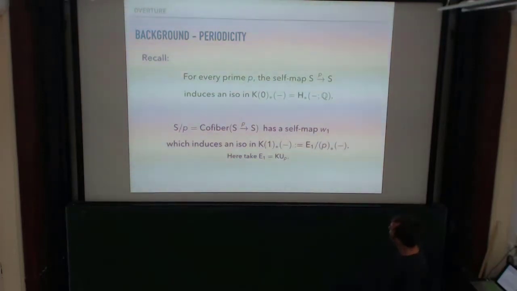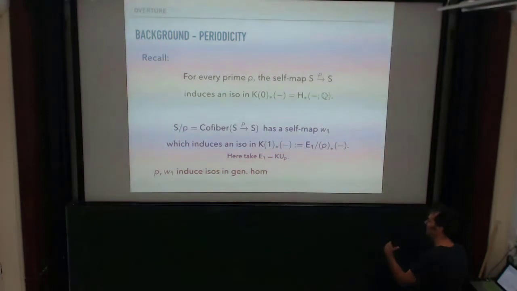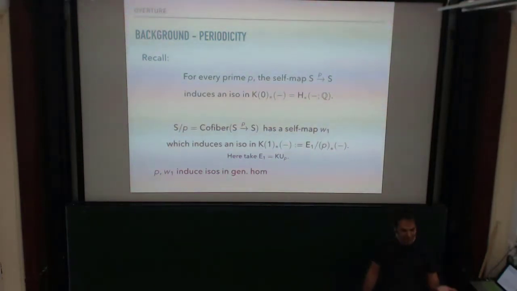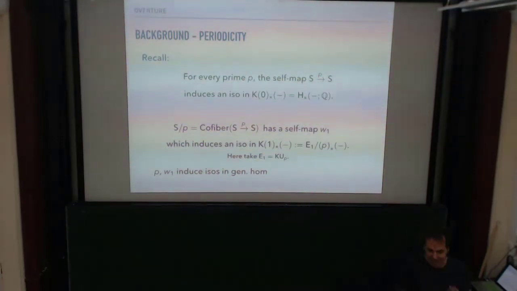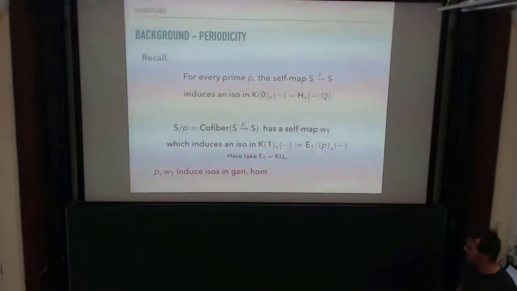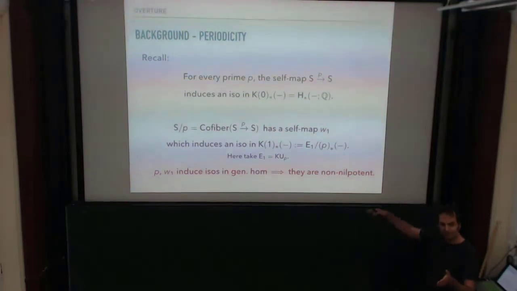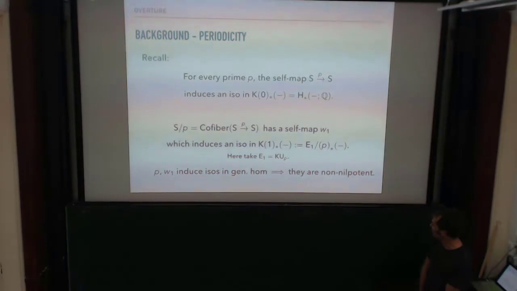So why do I care about these things? Well, one of the things I get out of this is that the fact that these two maps induce isomorphisms in some homology theory means that if I take a large power of those maps, they also induce an isomorphism in those homology theories. In particular, the maps are never null. So they're non-nilpotent. So you can construct periodic operations, or you get periodicity in the homotopy. Great.